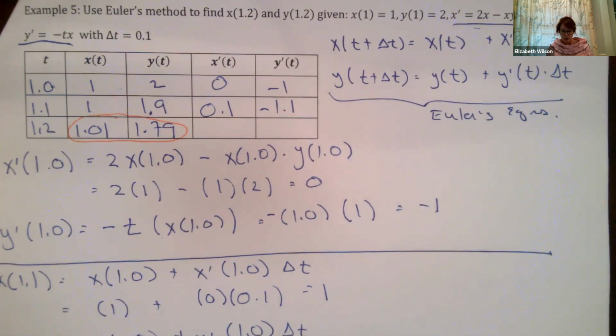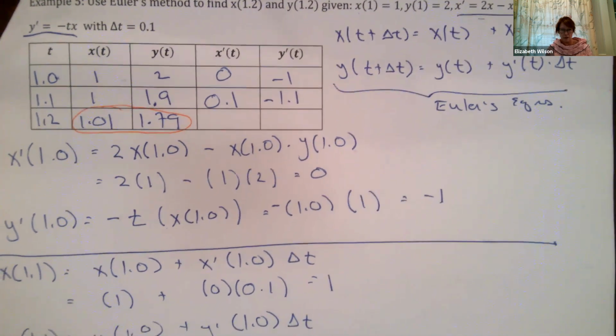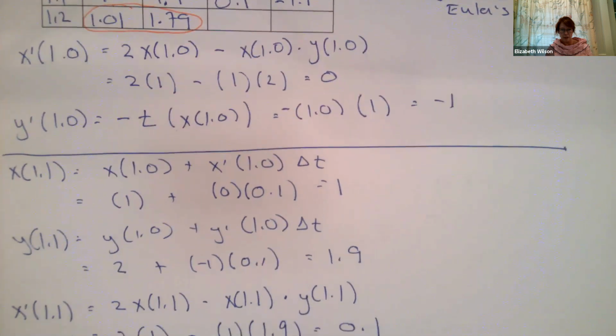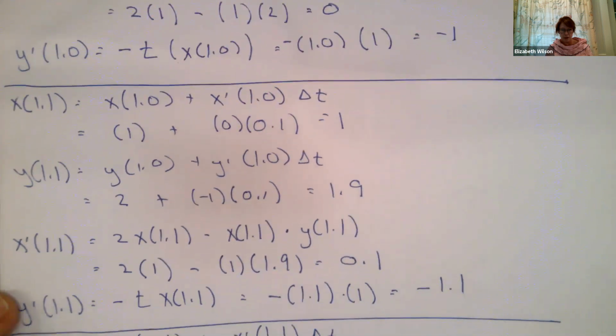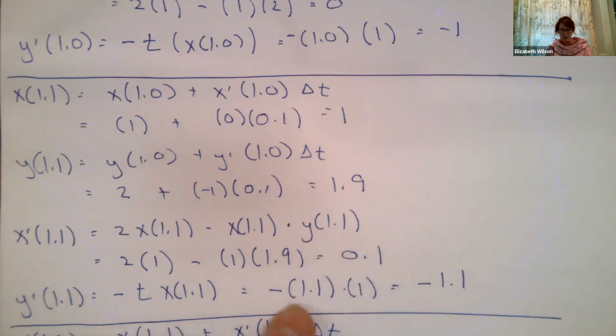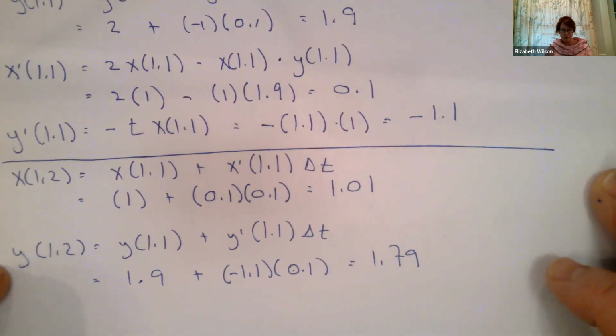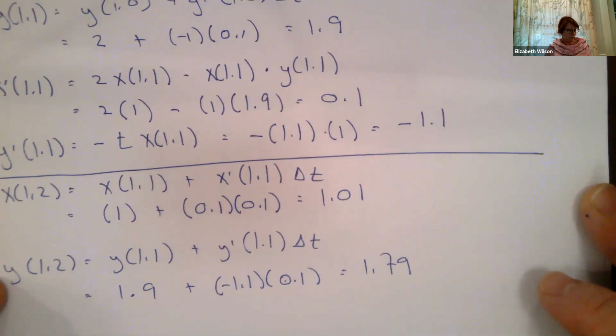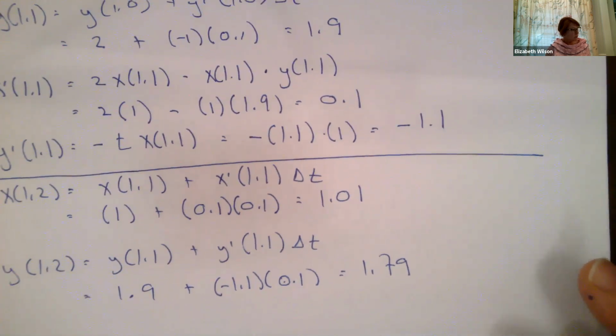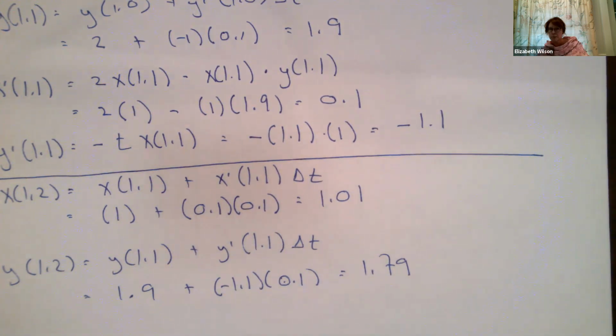Okay, our x's and y's were dependent on each other. So when I calculated my derivatives, I needed my x's and my y's. It's kind of neat. What do you guys think? Not so bad?